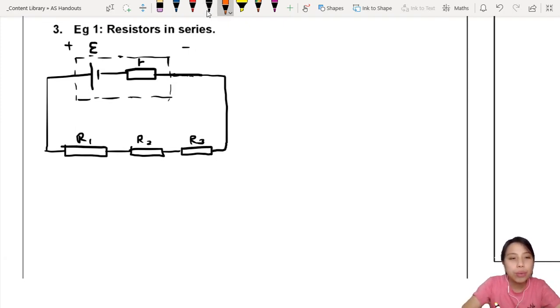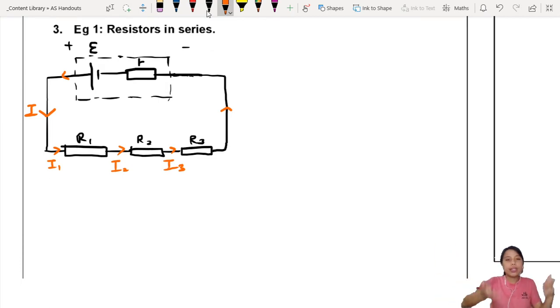The current will flow out of the battery. We call this current I. Then you have a current flowing through the first resistor, so we call this I1. Call this I2. You say, Miss, shouldn't it all be the same? Yes, hang in there. Then the battery current will flow back. It's the same current flowing through everything, because charge cannot go anywhere.